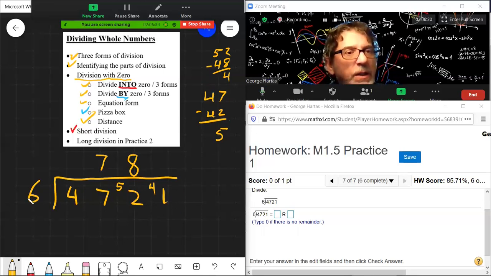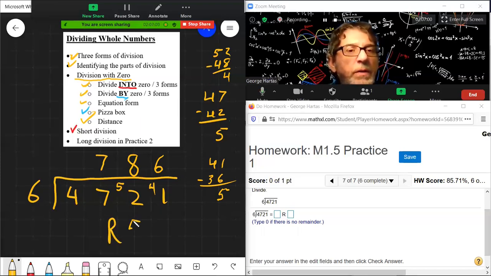41. 6 divides into 41 6 times because 6 times 6 is 36. So we have 41 here minus the 6 times 6, which is 36, and our difference is 5. Oh, so here we have a remainder. We have a remainder of 5. R5. There are 5 things left over, okay? 5 items left over.